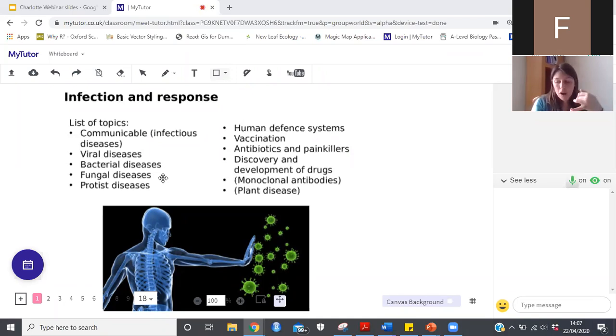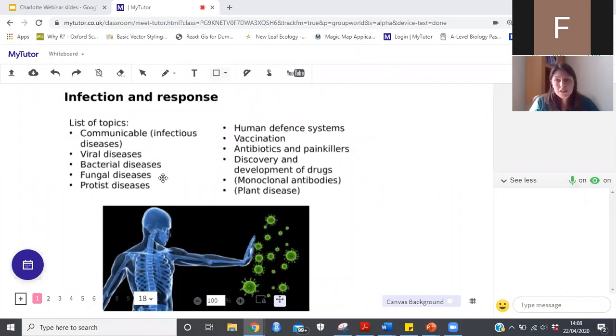And then we also worked through vaccination, how that works, why it's important that we have vaccination and how it can lead to herd immunity. We talked about antibiotics and painkillers and how overuse of antibiotics can lead to antibiotic resistance. And then we talked about how we discover and develop drugs, so the types of testing that take place.